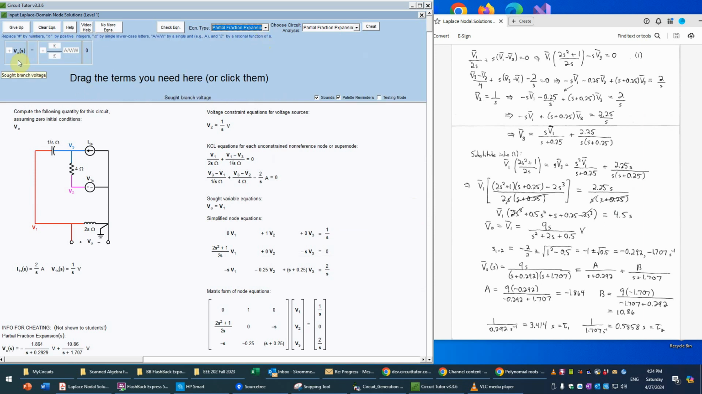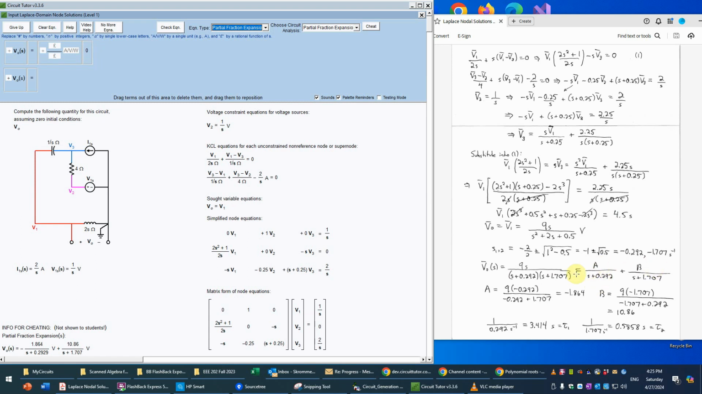And now it's going to be v naught of s equals, and we need to have multiple terms as we determined here. So let's go through the partial fraction expansion on paper first. So we have v naught of s equals 9s over s plus 0.292 times the quantity s plus 1.707. So we set that equal to a fraction involving the first term and a fraction involving the second term with unknown coefficients on the top. And then we can use the Heaviside method, or the method of residues, to compute A and B.